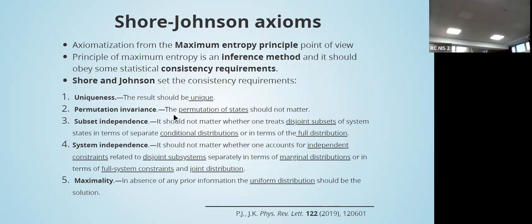And then maximality. In the absence of any prior information, the uniform distribution should be the solution. Again, this is what we were considering in Shannon's case. Is it possible to have independent constraints although the subsystems are correlated? Of course. Independent constraints means constraints about disjoint systems. So if you have a system and another system and they don't share any states, really physically separated, say two boxes, a constraint on one box and a constraint on the other box, these are independent constraints.